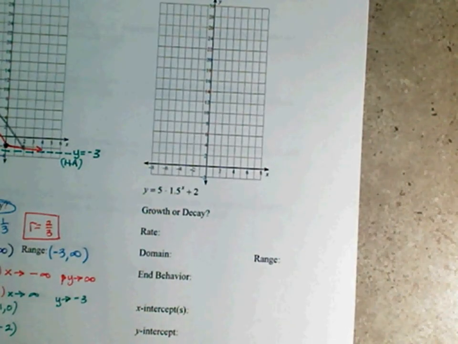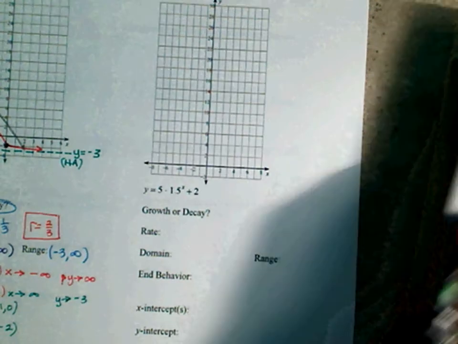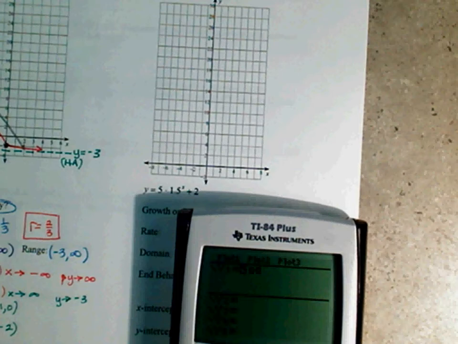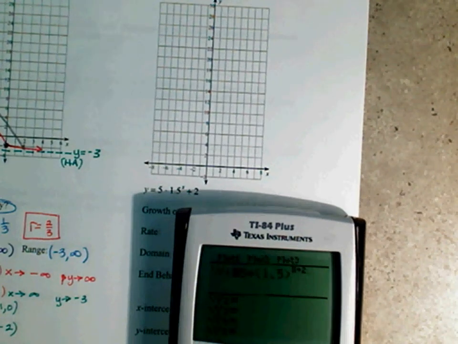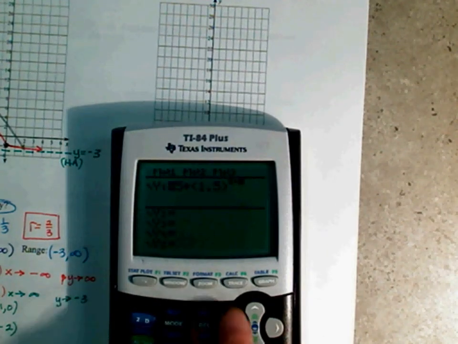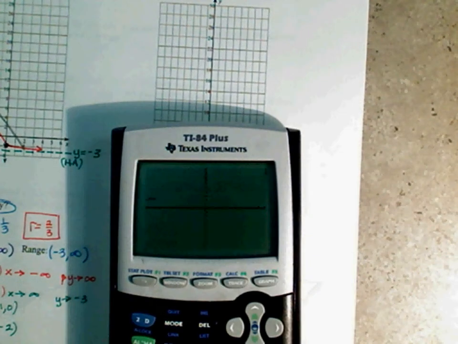All right, let's go ahead and graph. Here we go. Clear. 5 times, parentheses, 1.5, raised to the x plus 2. Everyone got that? Oops, I messed up. Right click, plus 2. There we go. Hit graph, to get an idea what the graph looks like. Okay. Let's go ahead and go to second table.